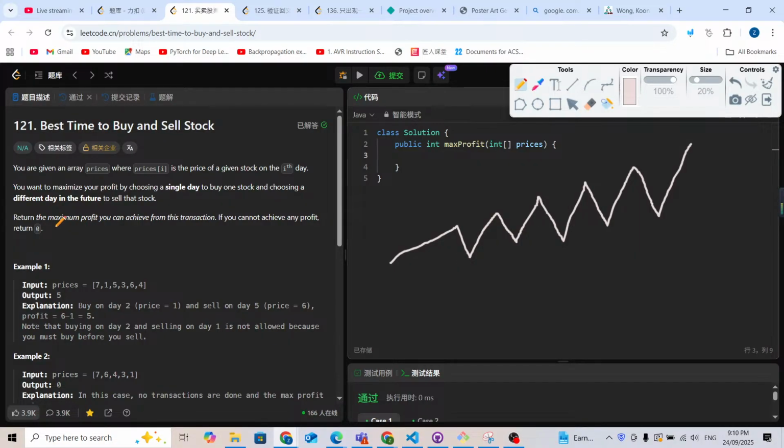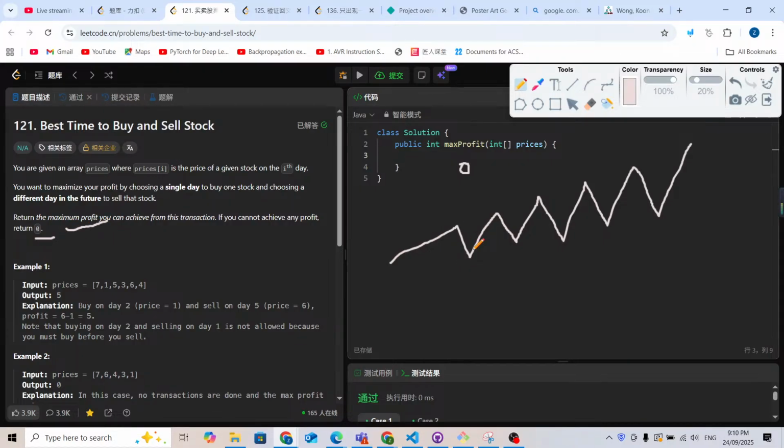We're going to return the maximum profit you can get from this transaction. If you cannot achieve any profit, just return 0. So how can we get the maximum profit? This is what we're going to return.